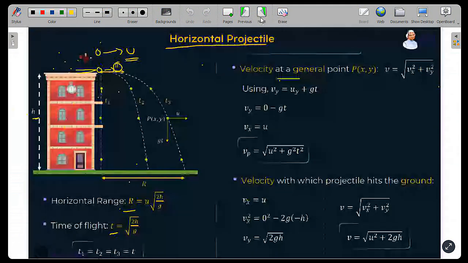Horizontal projectile we have already started. I told you what happens in horizontal projectile: a person is standing at the top of a tower and he throws a ball in the horizontal direction. Then in this case the ball only has velocity in the horizontal direction and no velocity in the vertical direction. When he threw the ball horizontally, the velocity of the ball will be only and only in the horizontal direction, and there will be no velocity in the vertical direction.